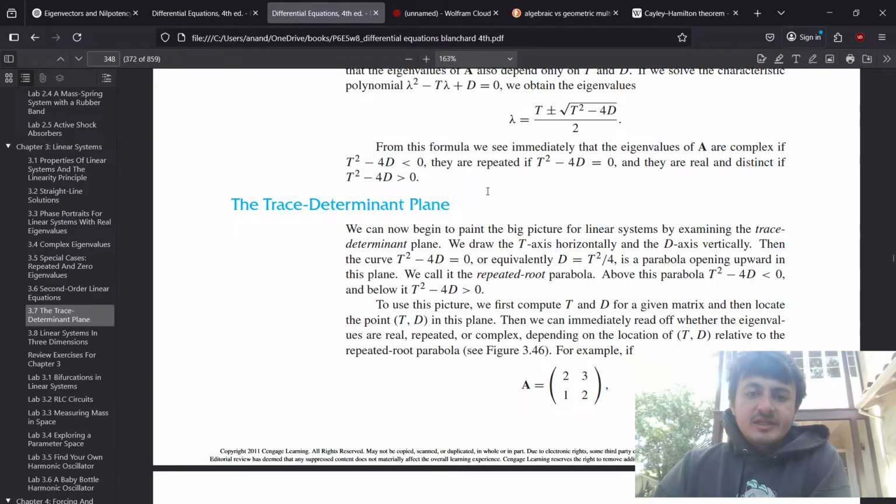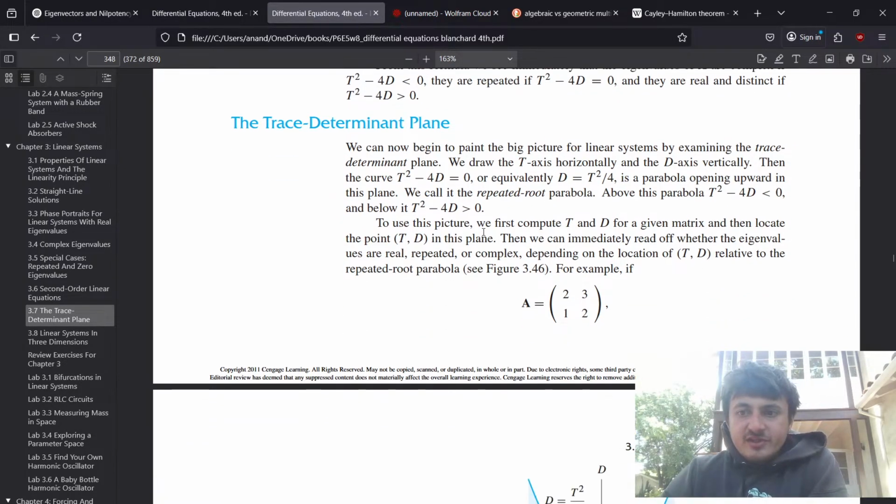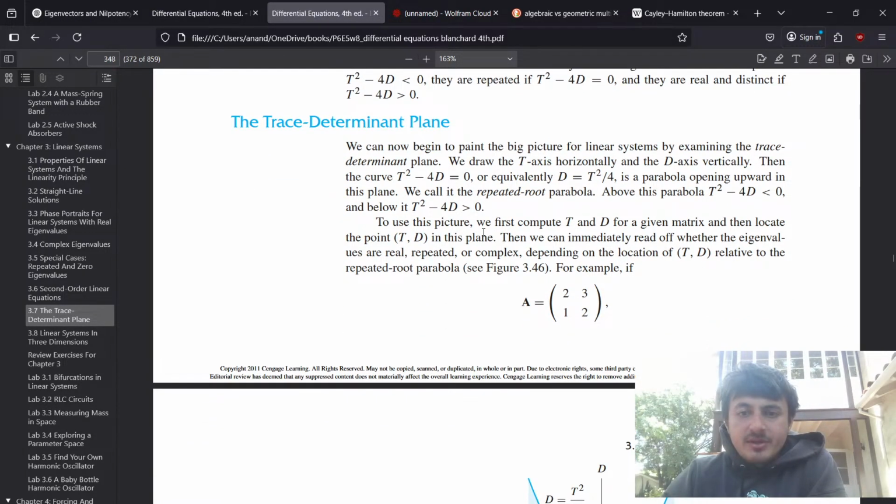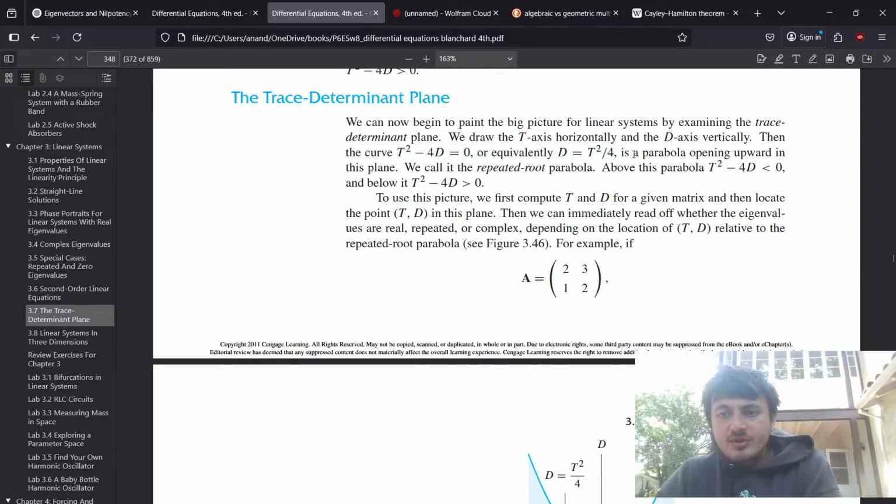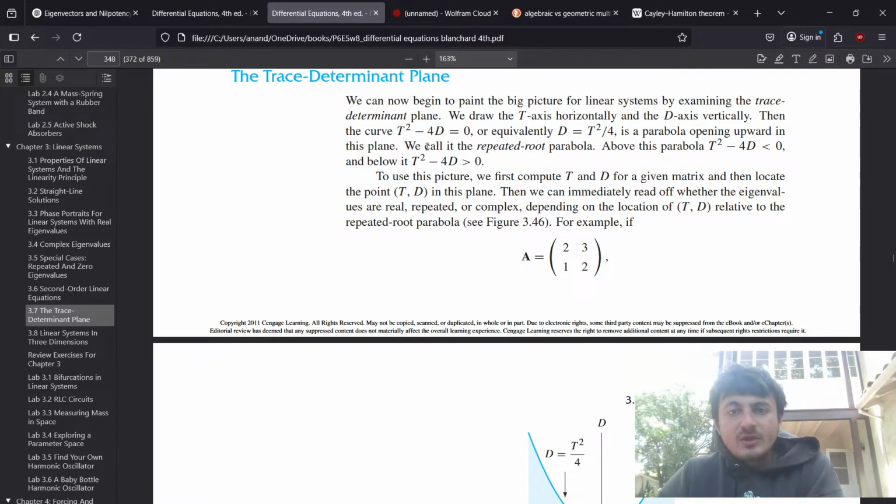We can now begin to paint the big picture for linear systems by examining the trace-determinant plane. We draw the T-axis horizontally and the D-axis vertically. Then we draw the curve T squared minus 4D equal to 0, or D is equal to T squared over 4. It's a parabola opening upward in the plane. We call it the repeated root parabola.